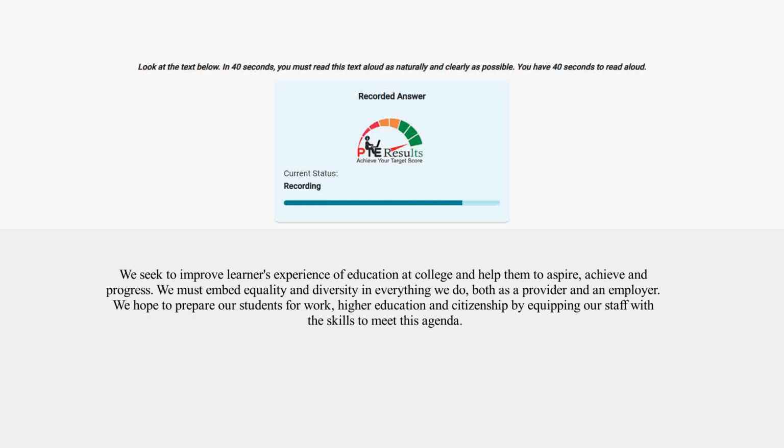We seek to improve learners' experience of education at college and help them to aspire, achieve and progress. We must embed equality and diversity in everything we do, both as a provider and an employer. We hope to prepare our students for work, higher education and citizenship by equipping our staff with the skills to meet this agenda.